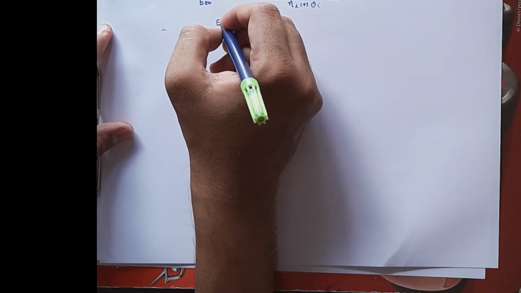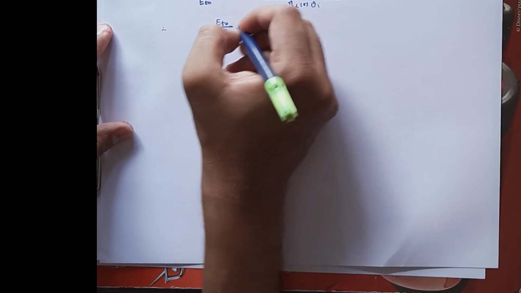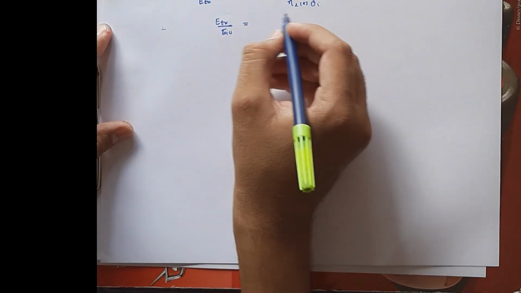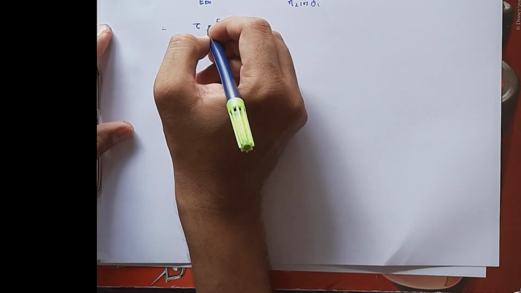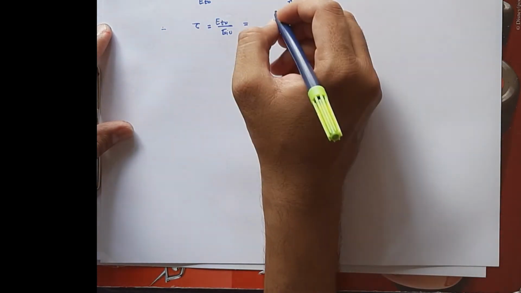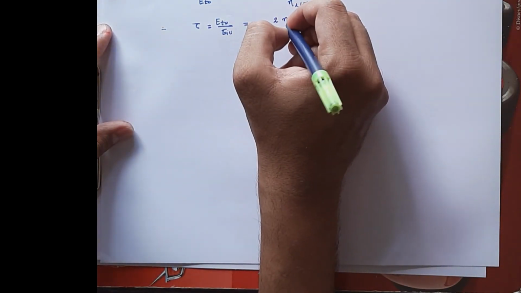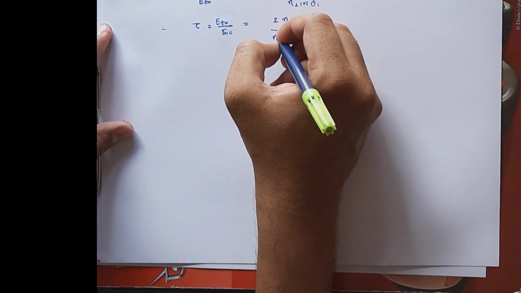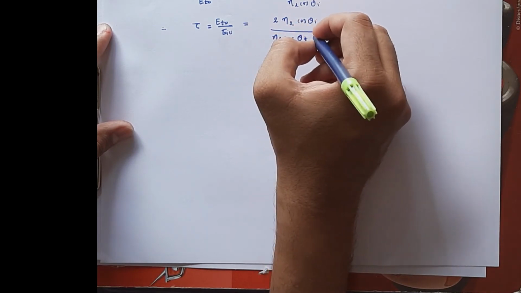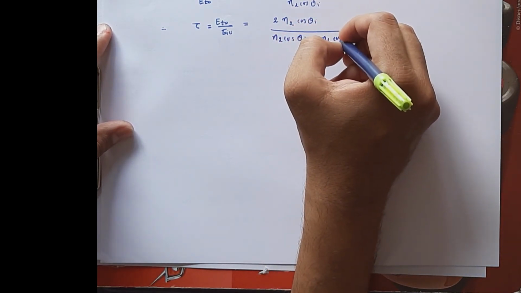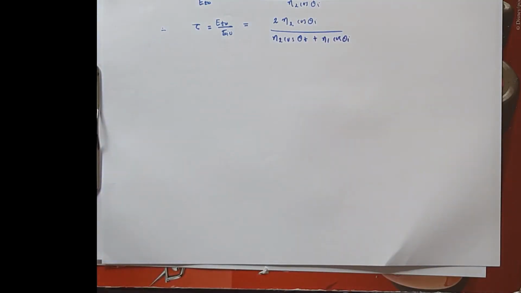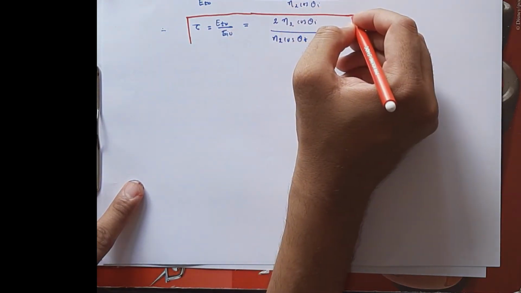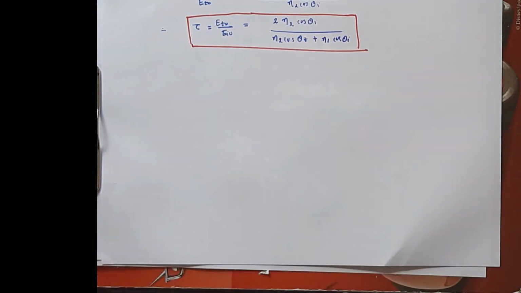So what is E_t0 by E_i0? It is the transmitted wave to the incident wave, which is nothing but my transmission coefficient, denoted as small tau. So small tau is equal to E_t0 by E_i0, which is equal to 2 times eta2 cos theta_i divided by eta2 cos theta_t plus eta1 cos theta_i. So finally we get the equation of transmission coefficient.